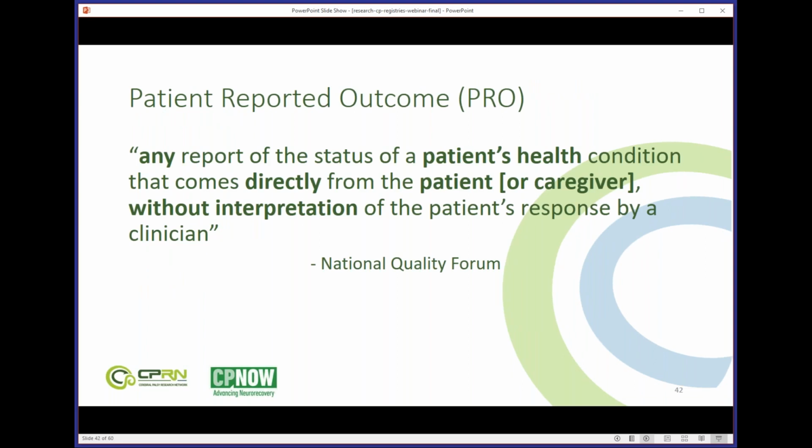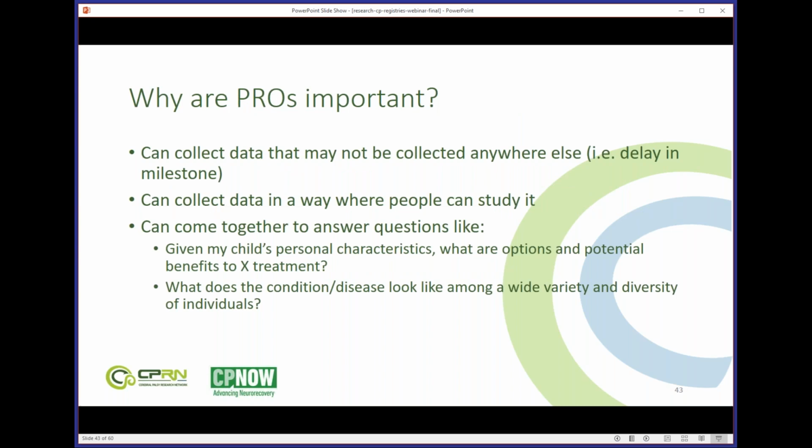I think you all have already had another webinar that talked about PROs, but just for the sake of repetition, patient-reported outcomes. And in our instance, 100% of the reports are really from caregivers. But for the purpose of this we will just refer to them as patient-reported. Any report of the status of a patient's health condition that comes directly from the patient or caregiver without interpretation. In other words, a parent can answer a survey without having to tell a clinician, who then puts it into the computer. And you'll see how that works out as we go forward.